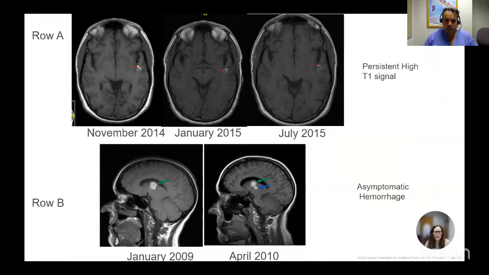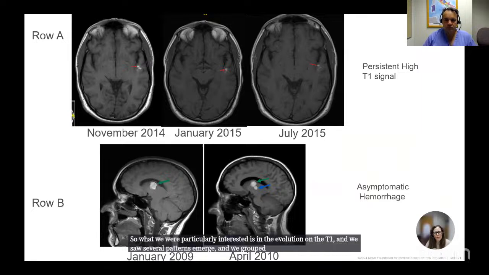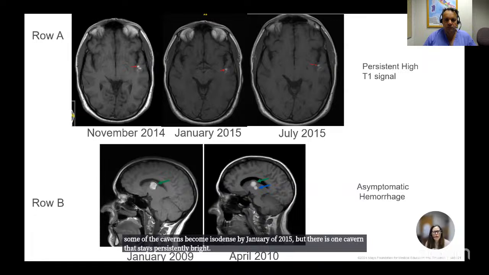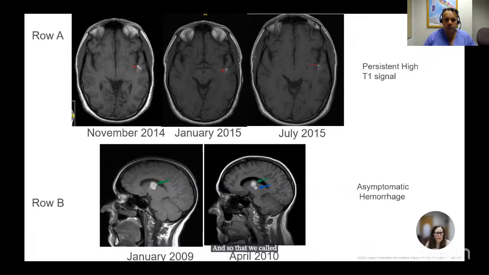So what we were particularly interested in is the evolution on the T1, and we saw several patterns emerge, and we grouped these together as a persistent high T1 signal for asymptomatic hemorrhage when we looked at outcomes. So for example, in the top row, this patient presented with acute confusion in November of 2014, and you see these hemorrhagic caverns in the left temporal lobe. Some of the caverns become isodense by January of 2015, but there is one cavern that stays persistently bright, and so we called that persistent high T1 signal.